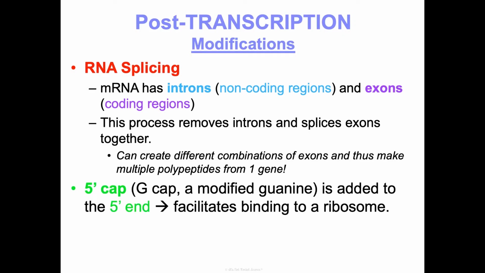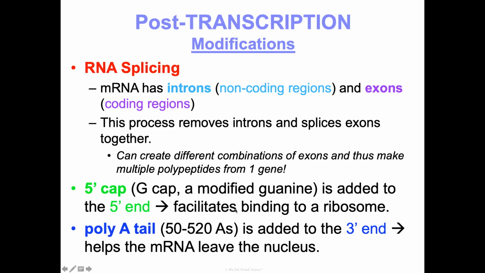Now, another thing that happens is the 5' cap. This is also referred to as a G cap. It's a modified guanine, remember that nucleotide, and basically it just gets stuck on the 5' end of the RNA. And this 5' cap, this G cap, helps the mRNA bind to the ribosome when it's going to get there for the next step.